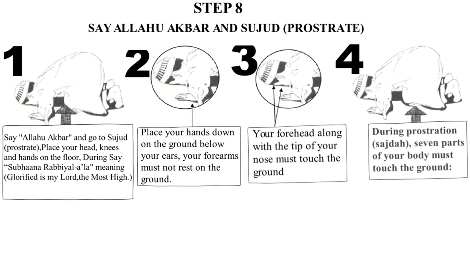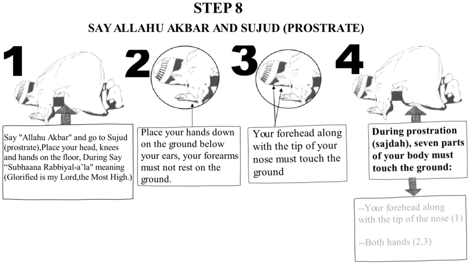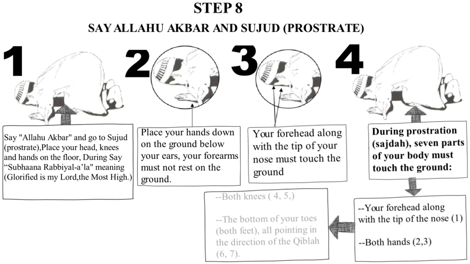During prostration, sajda, 7 parts of your body must touch the ground. Your forehead along with the tip of the nose, 1. Both hands, 2, 3. Both knees, 4, 5. The bottom of your toes, both feet, all pointing in the direction of the Qibla, 6, 7.